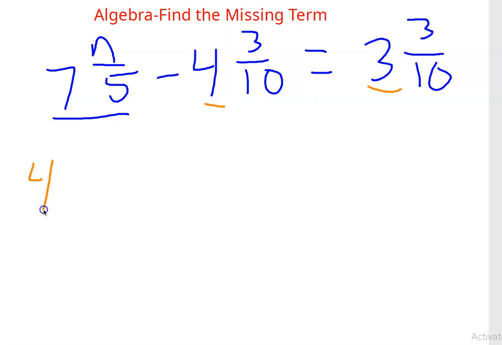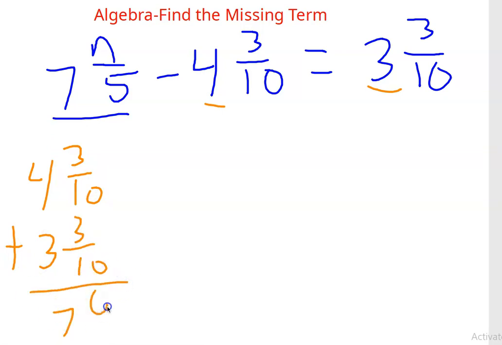So we have 4 and 3/10 plus 3 and 3/10 is 7 6/10. So is 6/10 our answer? Remember, we're looking for the n here. No, it's an equivalent answer, but we want it in fifths.